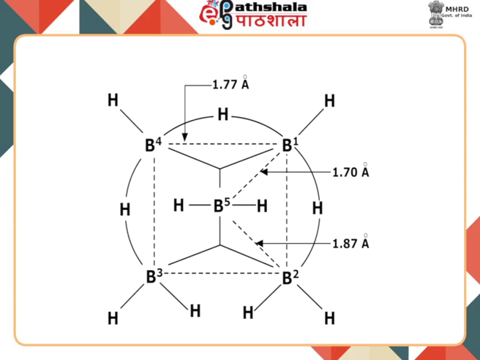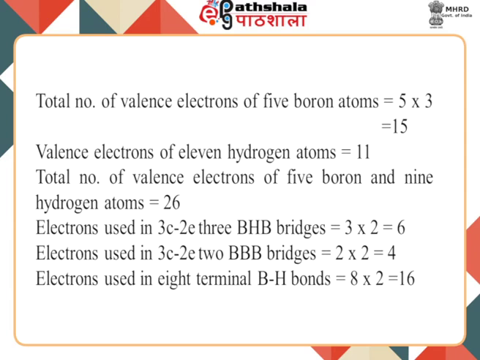B5H11, the styx number is 3203. There are a total of 15 valence electrons of 5 boron atoms in B5H11, out of which 3 electrons are used up in the 3 BHB bridges, 4 electrons in the 2 BBB triple bridge bonds and the remaining 8 electrons in the 8 terminal BH bonds. So, the total number of valence electrons of 5 boron atoms is 15.